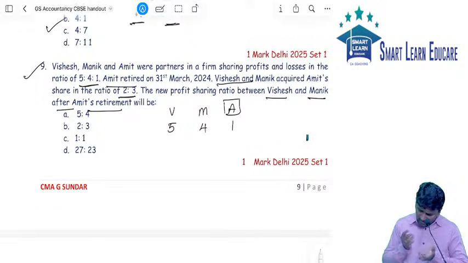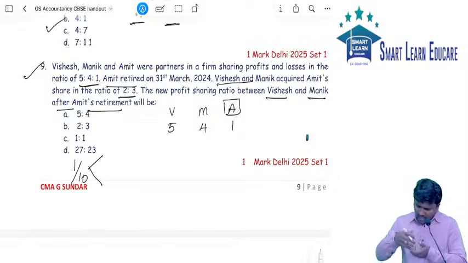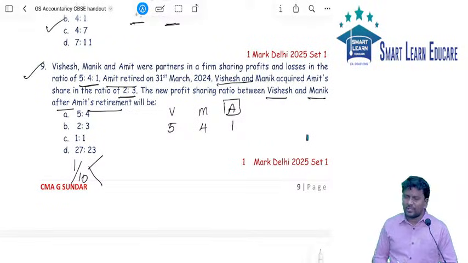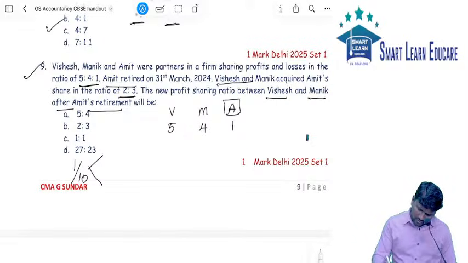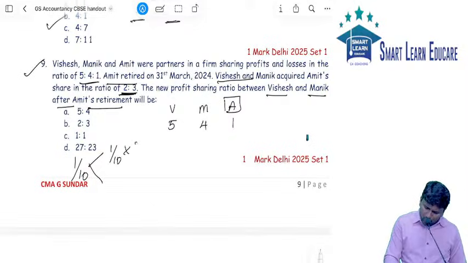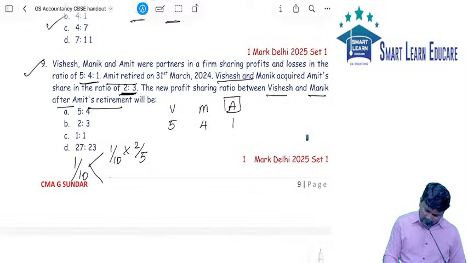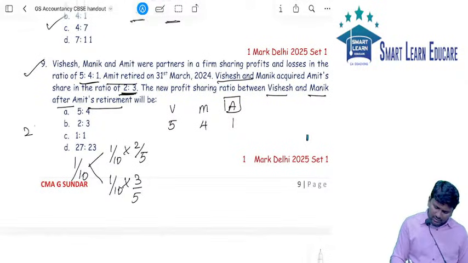Now, this 1/10, A's share, is acquired by 2 persons. Who are the 2 persons? One is V and the other is M. In what ratio is it acquired? 2:3. So V gets 1/10 into 2/5. Similarly, for partner M, 1/10 into 3/5, because the ratio is given as 2:3.